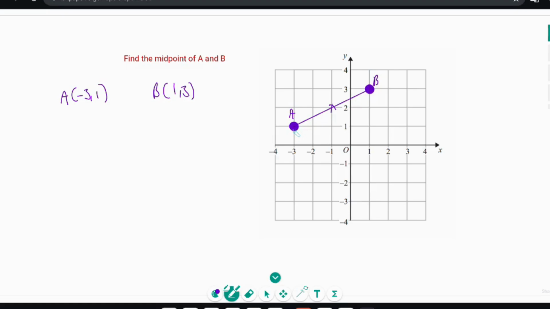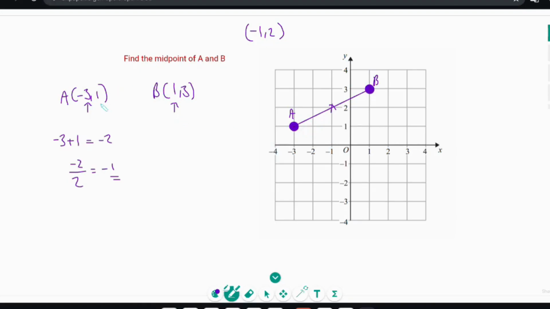So let's just take a look at how to find the midpoint if you're not given the diagram. For our x's, we have a -3 and a 1. What number's in between -3 and 1? It's -1. If you add those together, -3 plus 1, and then divide by 2, it will give you your -1.